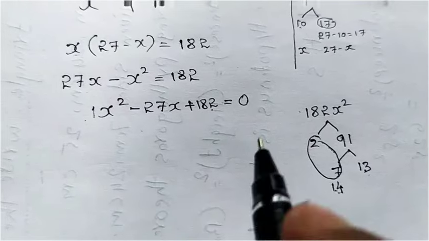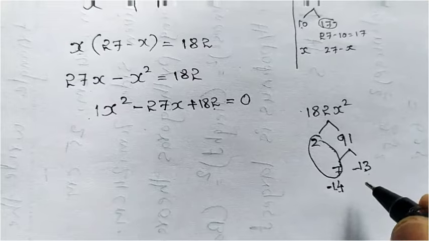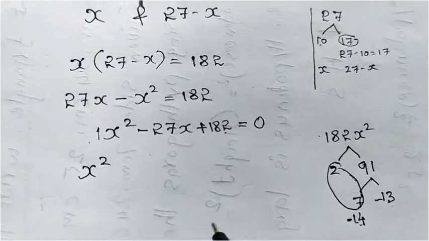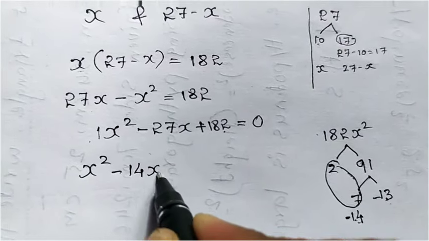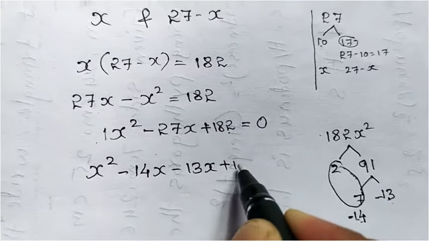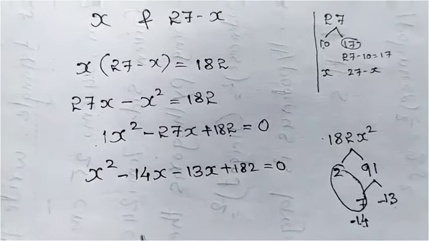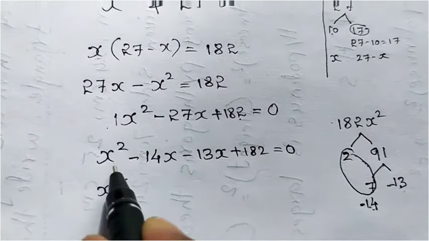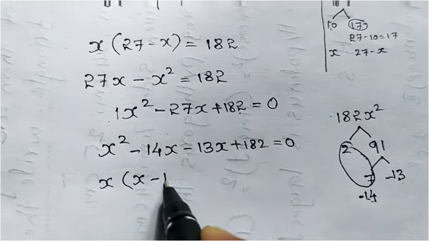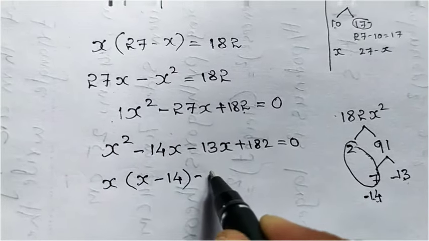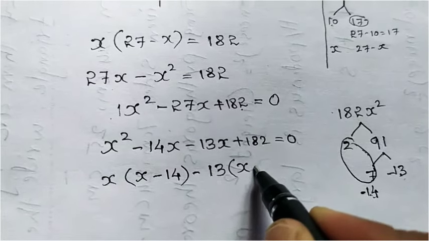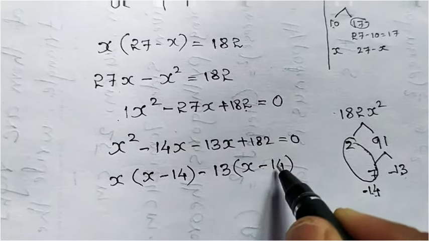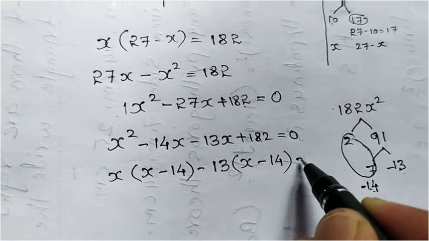Which 27 we need? Minus 27. So take minus 14 minus 13. So instead of writing 27, I will write here x square minus 14x minus 13x plus 182 equal to 0. Okay, so from x square and 14x, let's take x as common, remaining x minus 14, minus 13 as common, remaining x minus 14. So if you want, you can recheck it. Minus into minus plus, 13 into 14, we will get 182 equal to 0.